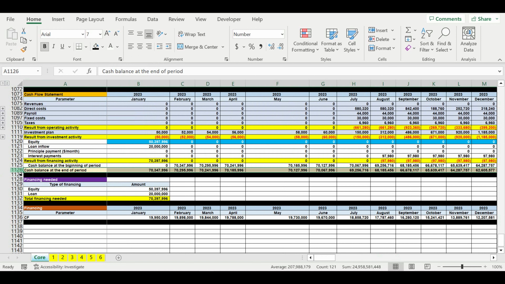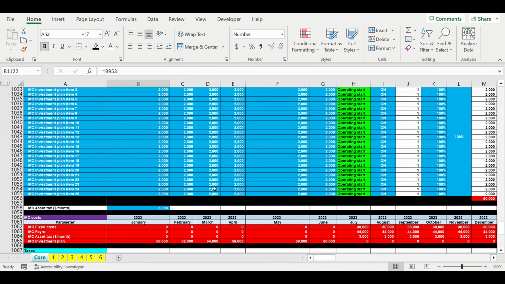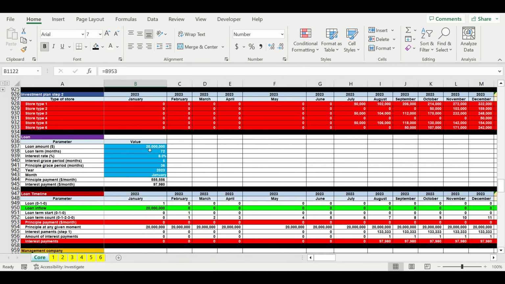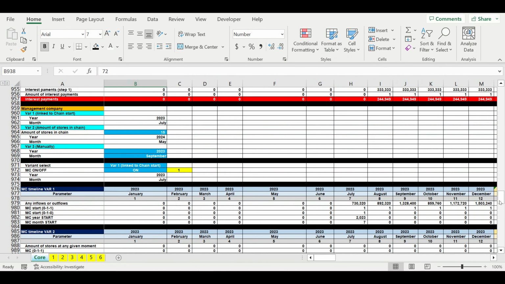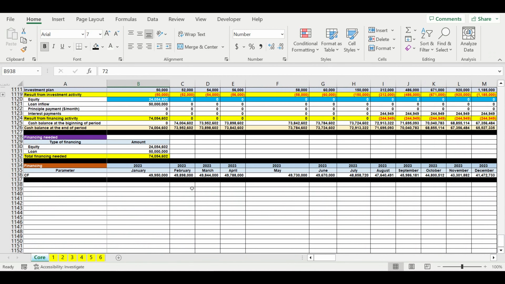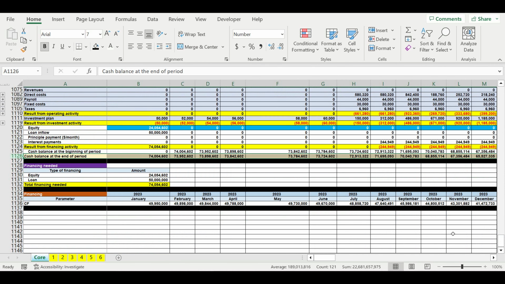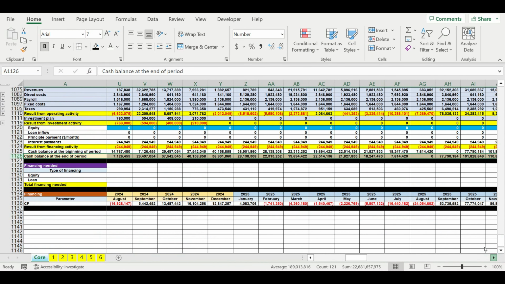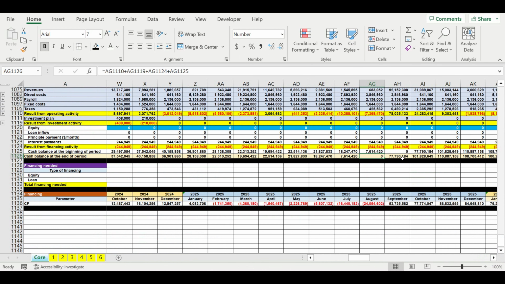So for example, I just want to increase the amount of loan. Let's say that will be a $50 million loan. So now we can see how the formula recalculated the result. So this is the zero. Since this moment the project starts generating its own cash.